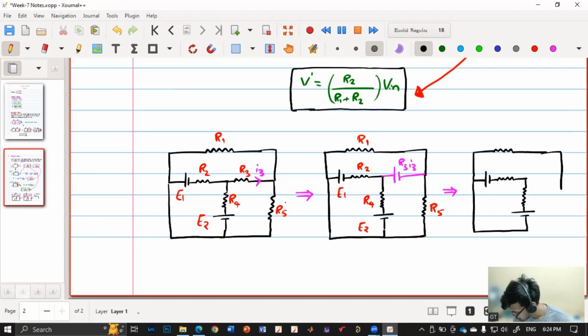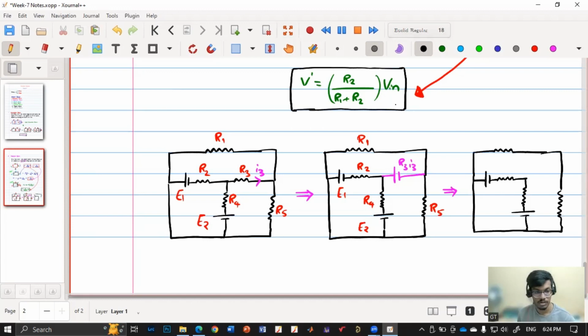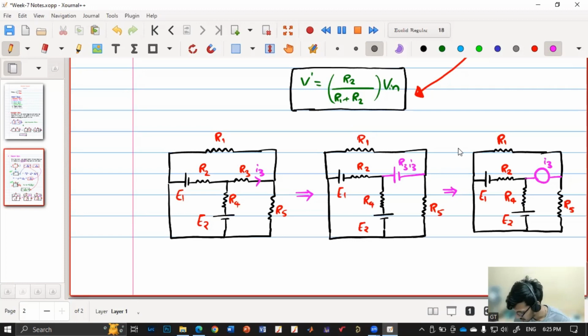I'm replacing it with a current source. So what will be the value of the current source? I3. Yes. So as current I3 is flowing through that resistor, we should replace it with a current source. And direction? Left to right. Yes, because I3 is flowing from left to right in the initial circuit.